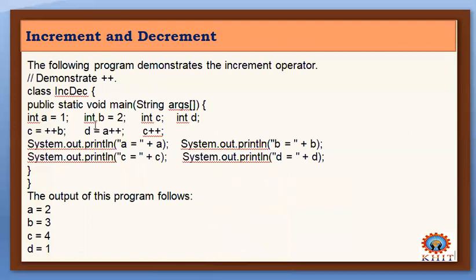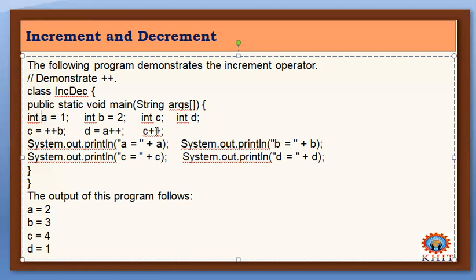Same thing, A is equal to 1, B is equal to 2, then C and D. When you perform C is equal to plus plus B, B value is incremented by 1 and stored in C. So what is the C value? B was 2 initially, so C value is 3, and B value becomes 3. Then D is equal to A plus plus. First of all, A value will be assigned to D. What is A value? 1. So D becomes 1, then A becomes 2.